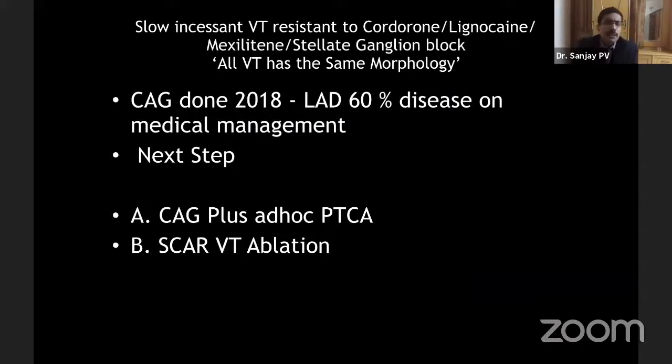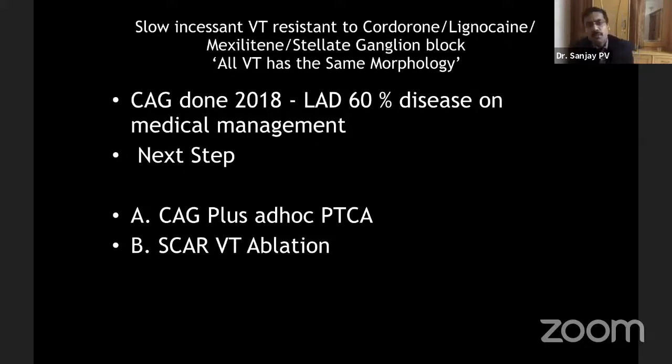He actually did not receive any shock because most of his VT rates were slower than the programmed limit for which shock was programmed. For example, you set the shock in a patient with CRTD at 170, and most of his VTs were in the range of 150 or 140. So they were only detected and the patient was symptomatic for them. He didn't have a syncope, but he felt uneasy, but they weren't shocked.